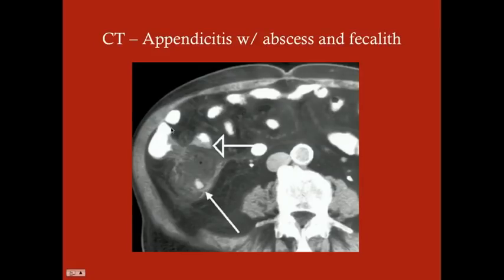Here's another appendicitis with an abscess. This is a big abscess here. So here's where your appendix comes off. This is an abscess. You can even see that there's air in the middle of it, which helps you confirm that it's an abscess. And then here's a fecalith down here.